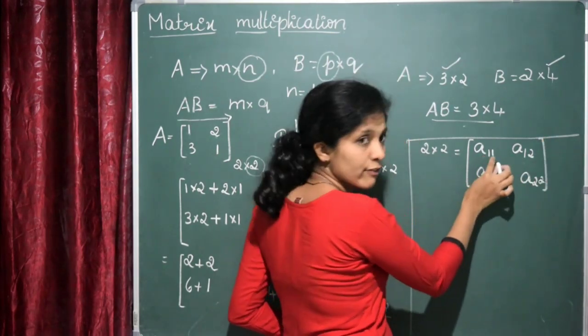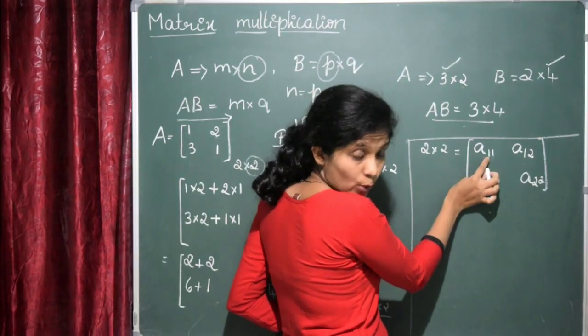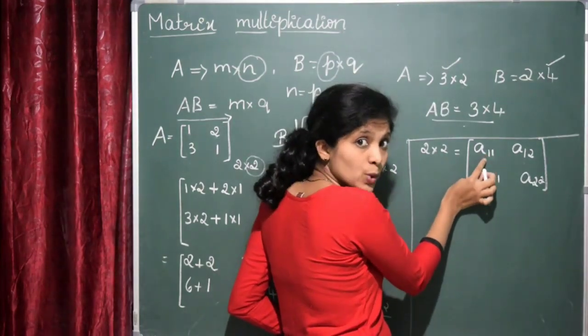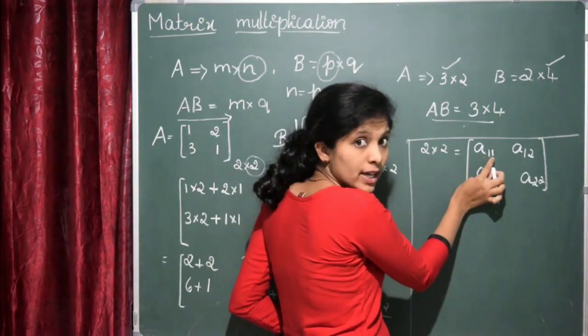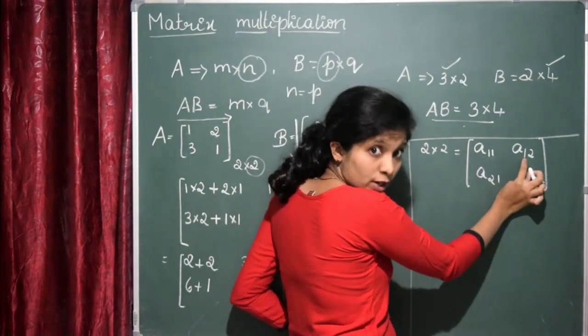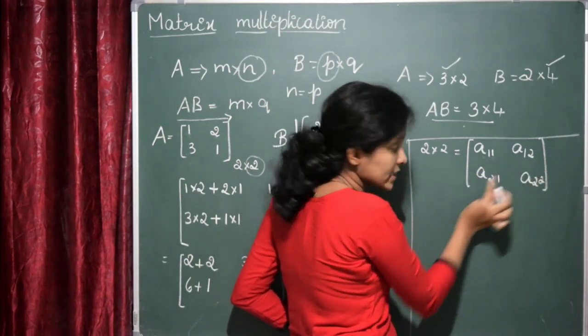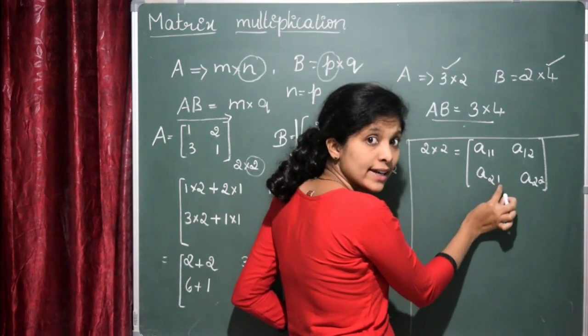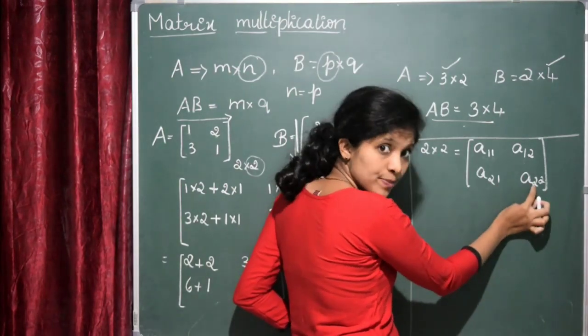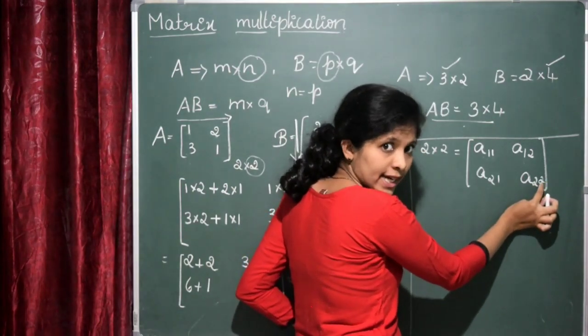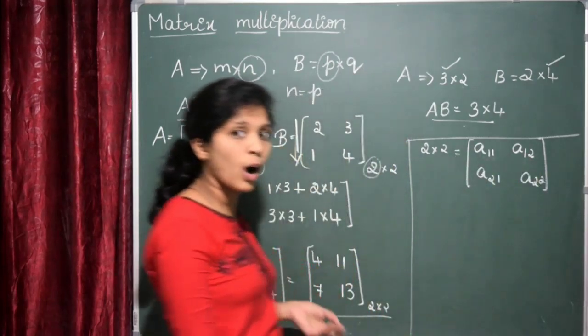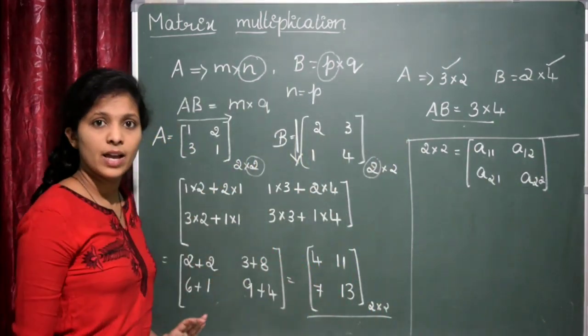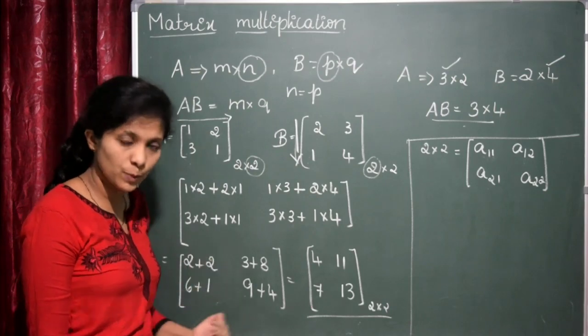Now here A11 means first row and first column. First row in the first matrix, first column in the second matrix. Here first row, second column. Is it clear? This is second row and first column. This will be second row and second column. In this way also you can solve, or directly you can go with this method. I hope you understood this one. We'll solve some more problems.